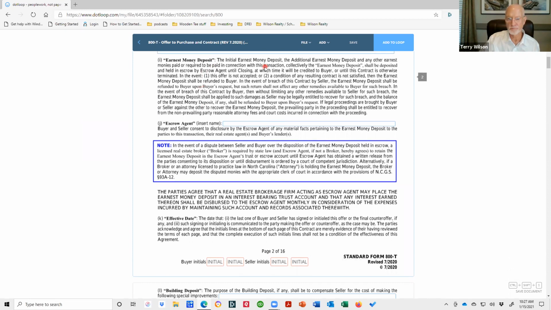Earnest money deposit. Just like the offer to purchase contract, the initial earnest money deposit, the additional earnest money deposit.